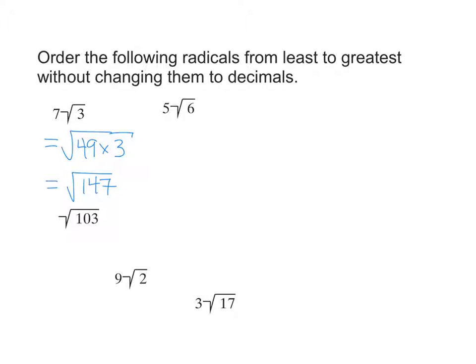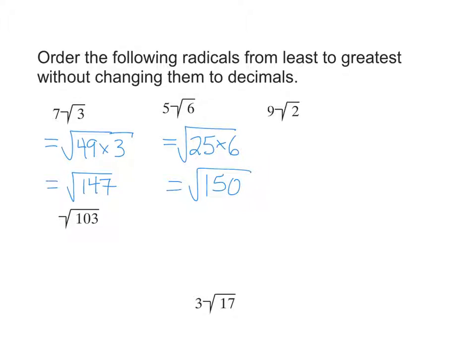So let's do the same with 5 root 6. It becomes root 25 times 6, because it's 5 squared times 6. What's 25 times 6? 150. So now of those two, 7 root 3 and 5 root 6, which one's bigger? 150. Which is 5 root 6 is bigger. Yeah. So we'll do the same with the other two. And then we'll be able to put them all in order.